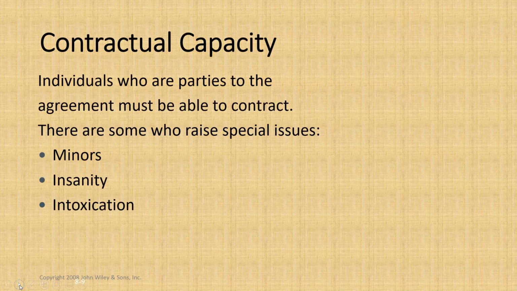Information about contractual capacity. Individuals who are parties to an agreement must be able to contract. Let me repeat that once again because I said it a little bit fast. Individuals who are parties to the agreement must be able to contract. In other words, these three key criteria can make a difference in the contract. Is the person that you're making a contract with a minor? Do they have some sort of mental incapacity that you're not aware of? Or potentially, are they intoxicated? Those things could blur their reasoning, or at least make your contract null and void, depending on these particular situations.